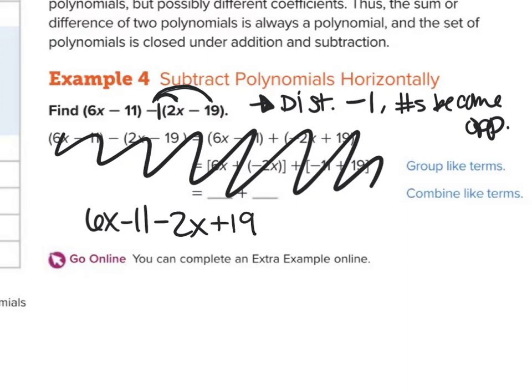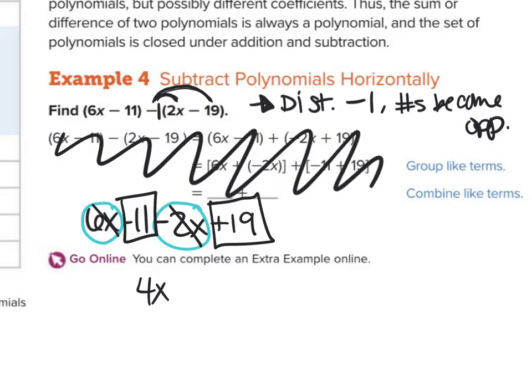Positive 19. Okay, now we start picking out our like terms. So what would go with the 6x? Negative 2. So 6x minus 2x would give you 4x. Good. And then you can mark those off if that helps you. Now negative 11 plus 19. I would type those in if you want to be certain. If you can do it in your head, that's fine. Positive, because 19's bigger. 8. Good.